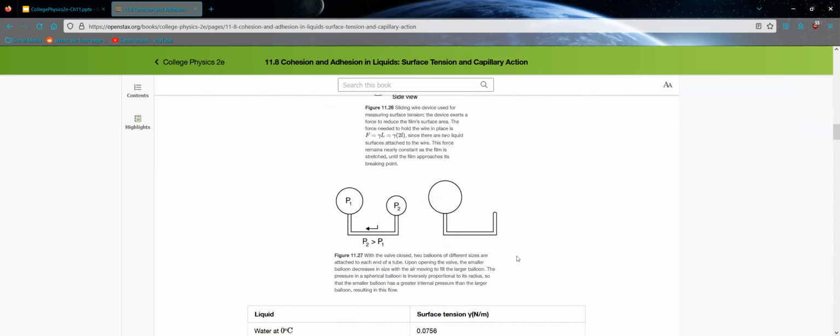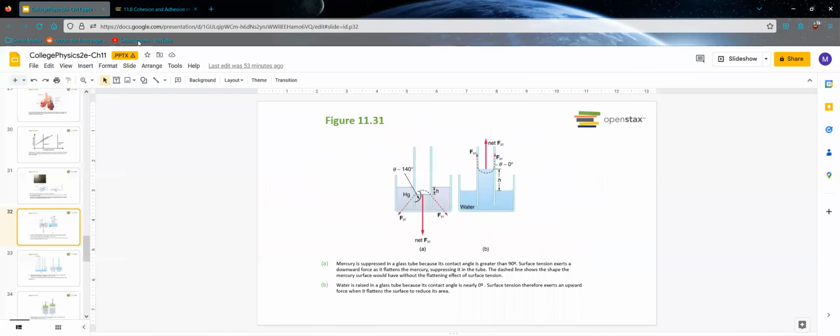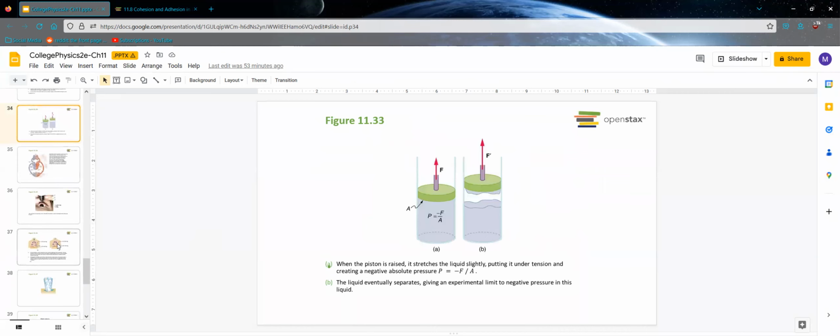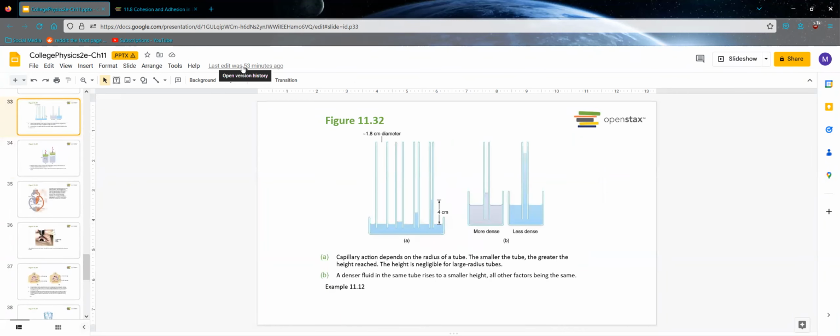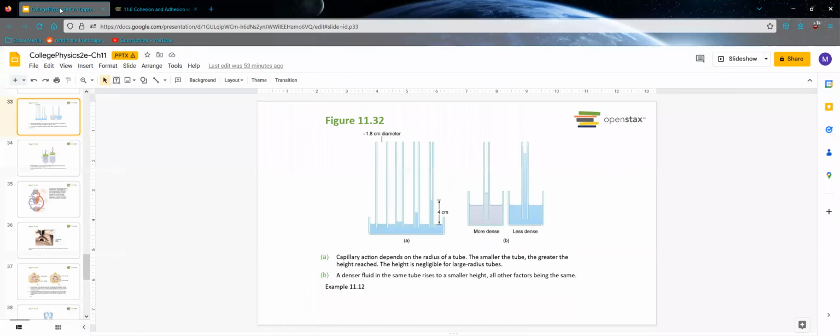So it's directly related to pressure. Again, this is why I'm skipping a lot of this stuff, because this chapter is all straight equations. The last thing I wanted to discuss was an example of that capillary action, 11.8, 11.12.